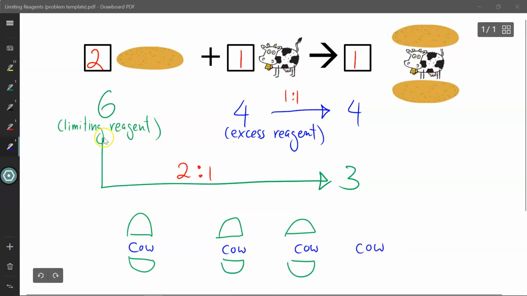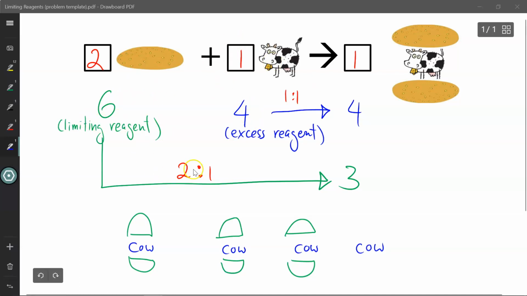So in the end, the limiting reagent determines how many products can actually be created, while the excess reagent is just wishful thinking. So when you're trying to determine how much you can create, only trust the limiting reagent, do not trust the excess reagent. Now these types of problems are called limiting reagent problems, because you will be given starting values for each reactant, but you won't know which one is going to run out first.